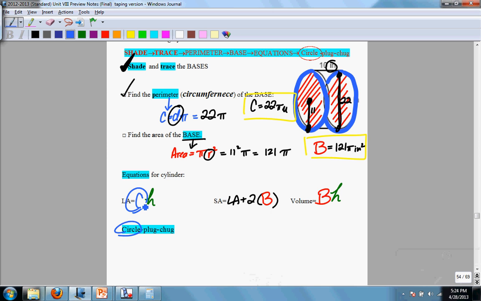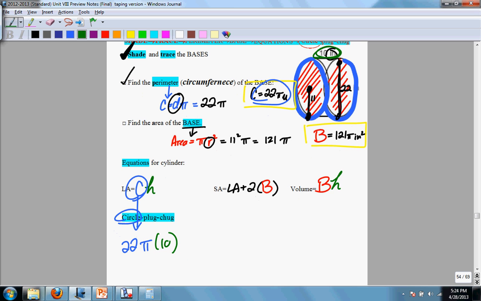Circle, circumference, we already have it. Circumference is 22 pi times height, distance between the bases, 10. So we have here our lateral area equals 10 times 22, which is 220 pi inches squared. That's our lateral area.